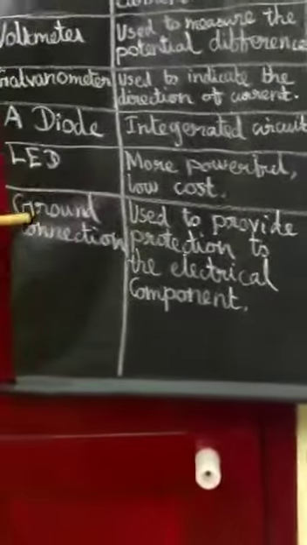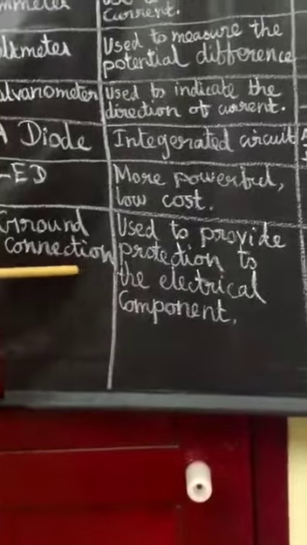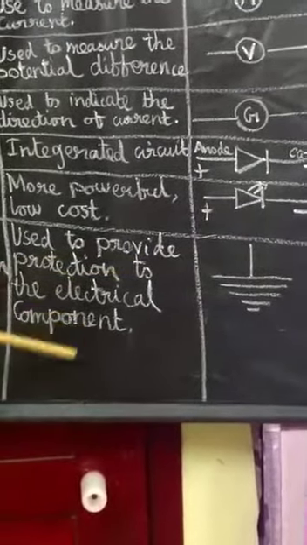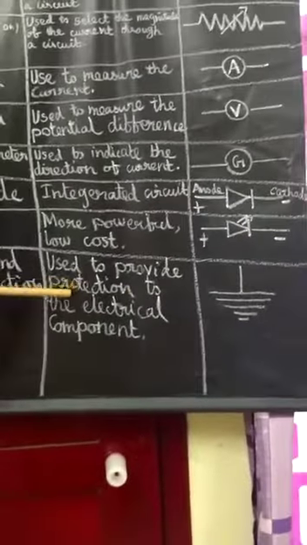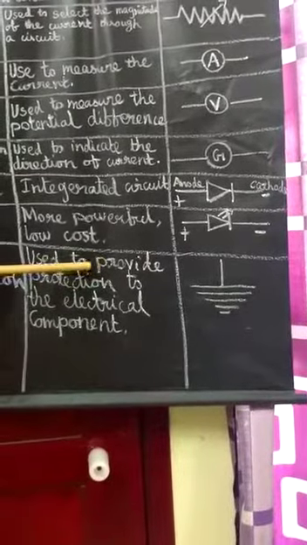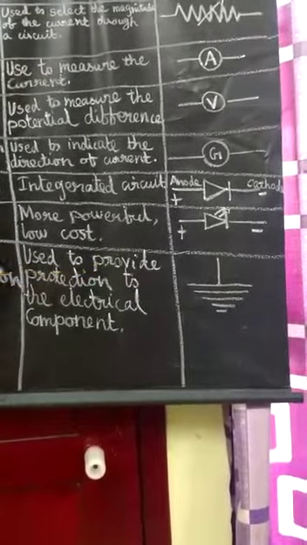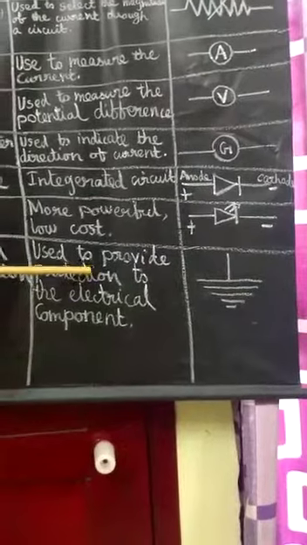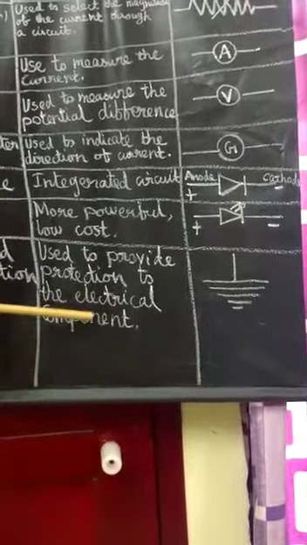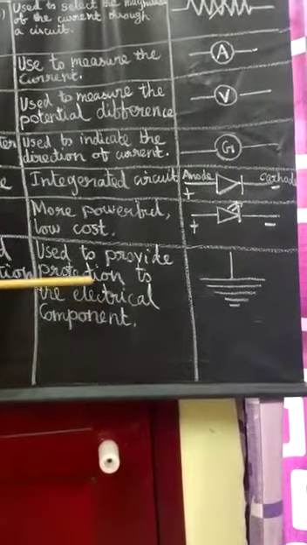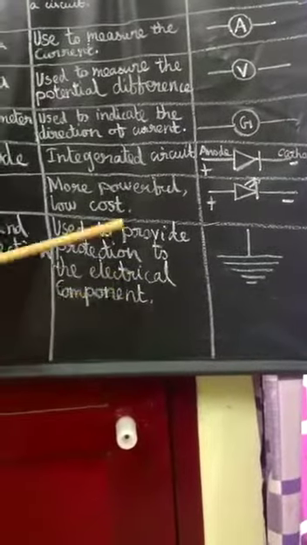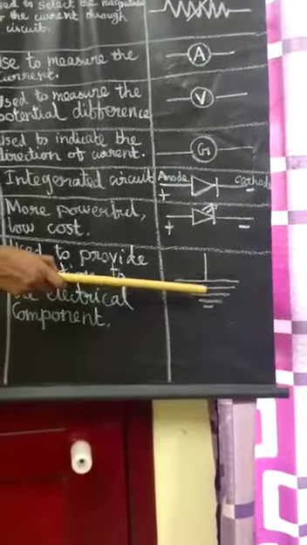Next one, ground connection. What is the use of ground connection? It is used to provide protection to the electrical component. Suppose a higher potential voltage is applied through an electrical circuit, at that time the ground connection protects the electrical component. To avoid earthing or shocking, you use the ground connection. This is the symbol of ground connection.